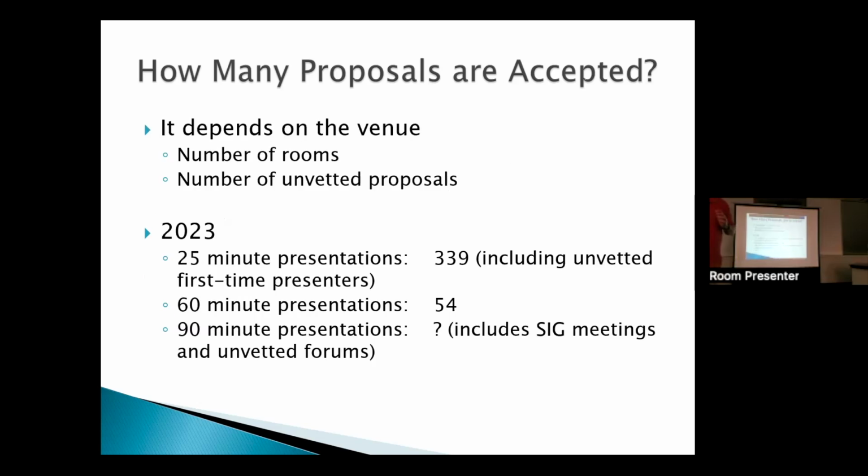Okay, so it depends on the venue, the number of rooms, the number of unvetted proposals. So it's very difficult to say how many of the vetted proposals will actually be accepted. In 2023, there were 339 25-minute presentations, including the unvetted first-time presenters. There were 54 60-minute presentations. It's very difficult to come up with a number for the 90-minute presentations because it included meetings and stuff. But this means we cannot accept all the submissions. Many, many, many submissions have to be rejected.